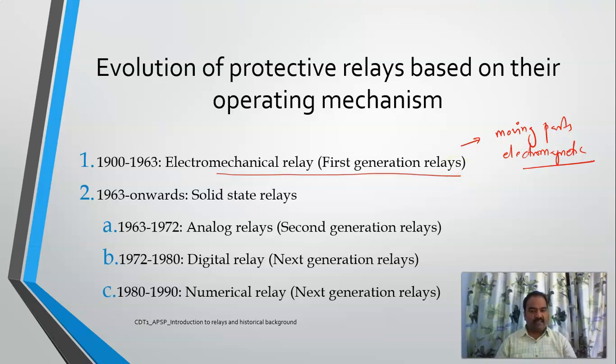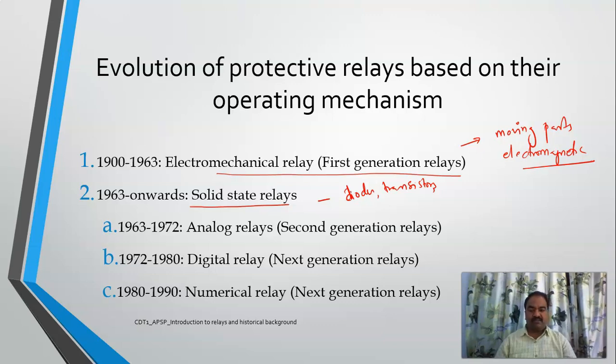And in 1963, we have got this concept of solid state relays. The first solid state relays used to employ diodes, and next came the transistors, and next came ICs, etc. So these were called second generation relays, or we call them analog relays. Later, somewhere in the 1970s, we started using processors, microprocessors, and still more advanced microprocessors came into picture. We call them digital relays and numerical relays.